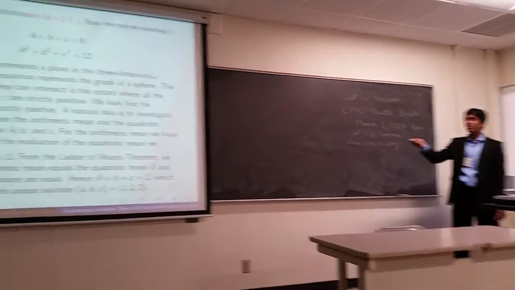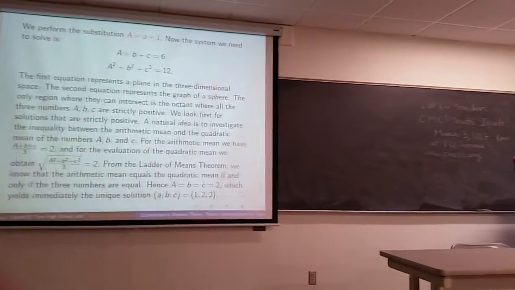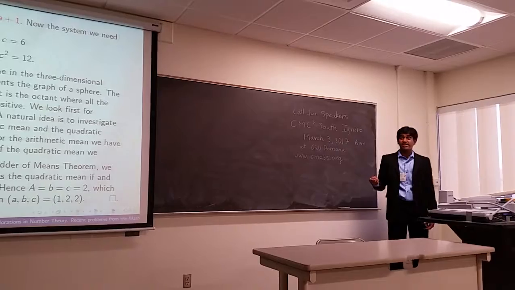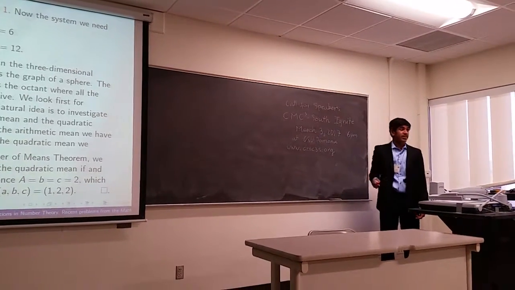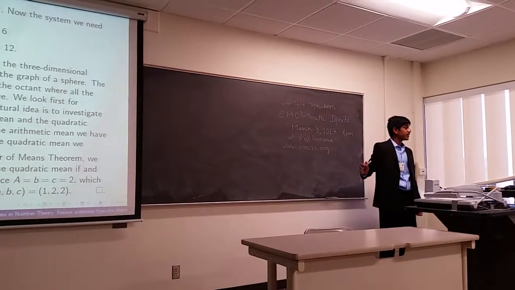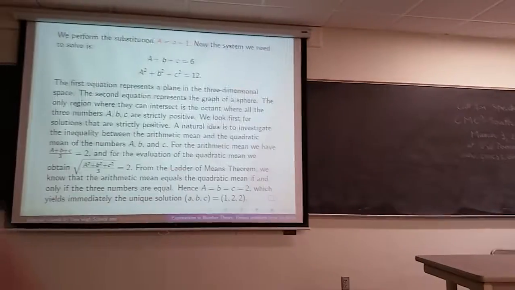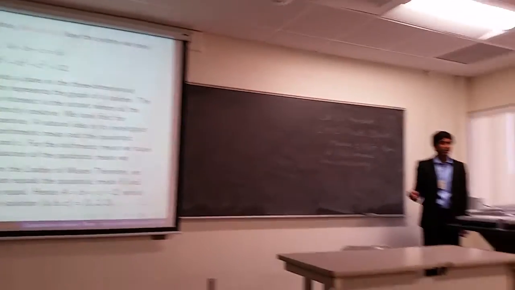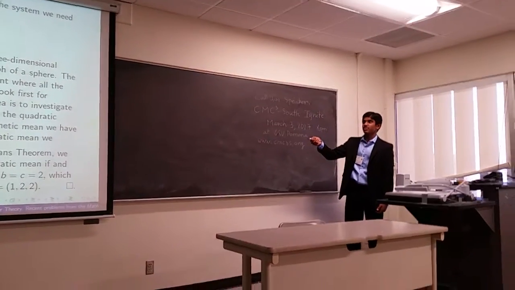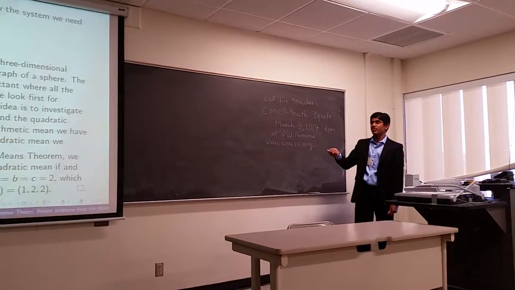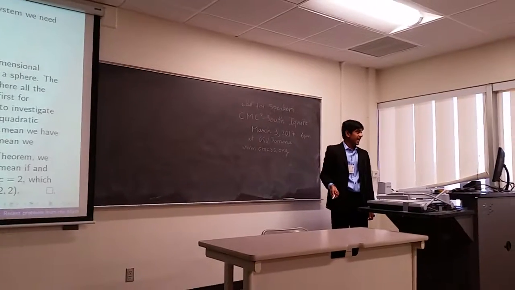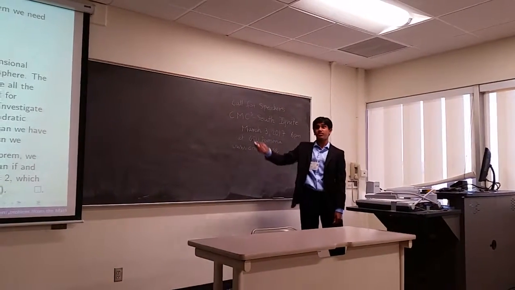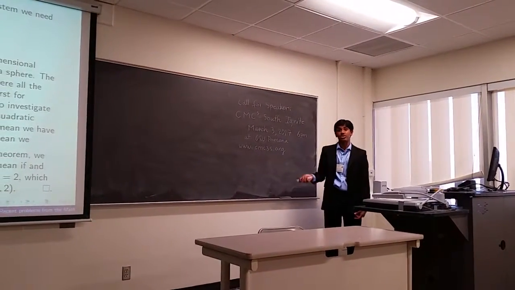It turns out that these two intersect in the octant where capital A, B, and C are all positive. So if they're all positive, then we can convert both of these in terms of arithmetic mean and quadratic mean. Now, how are we going to do that? Simply divide by 3 on both sides of the first equation to get the arithmetic mean, and in the second equation, square root both sides to get the quadratic mean.